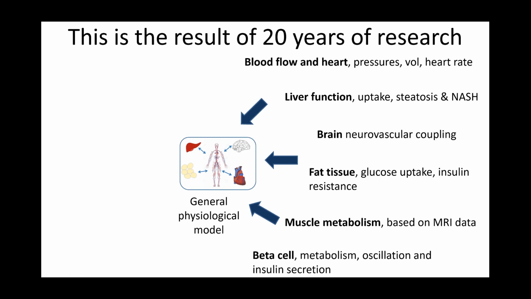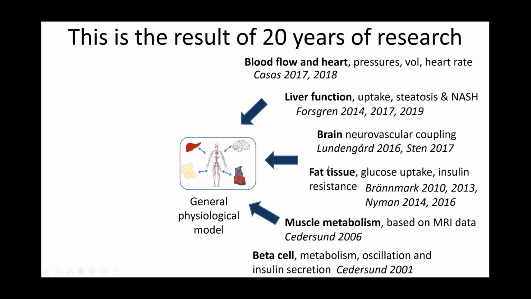And how is this possible? Well, it is because we have developed ODE models, ordinary differential equation models, describing the physiology for almost 20 years of research. So here are some of the key papers for the different organs: the beta cell, the pancreas, and the muscle and fat and brain and liver and blood flow and the heart. All of these have come together to be interconnected into one single model.